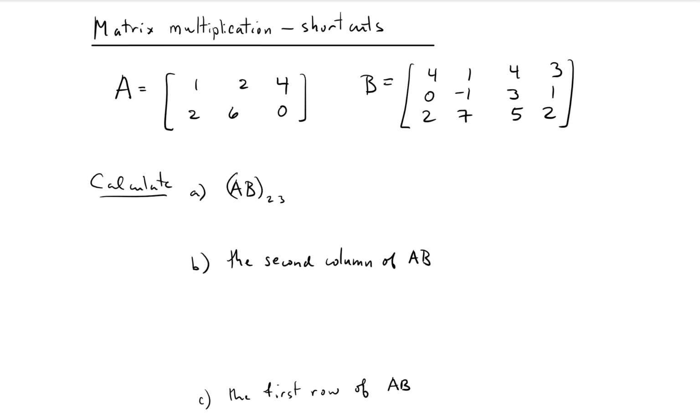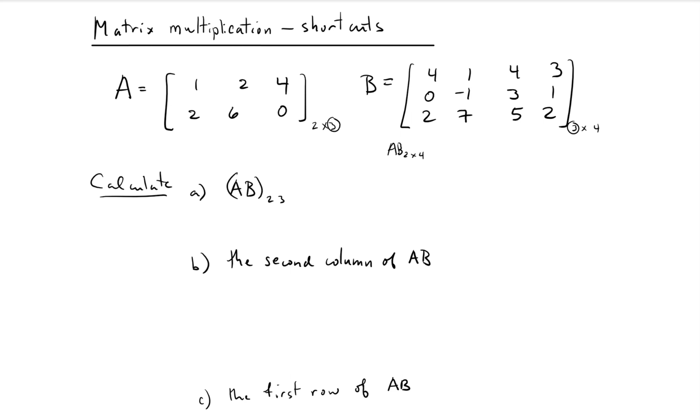Okay, let's make sure that A times B actually makes sense. Once again, A is 2 by 3, B is 3 by 4, and the inner dimensions match. So we're going to get a matrix that's 2 by 4, right? So AB is going to be 2 by 4. So it does make sense to talk about the entry 2, 3. Okay, so how do I get entry 2, 3?